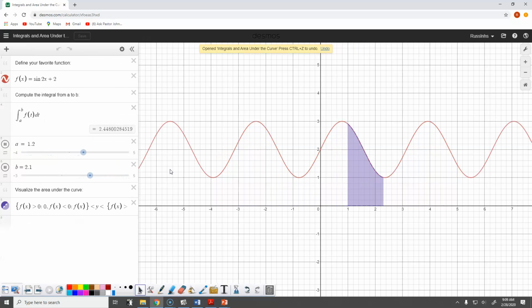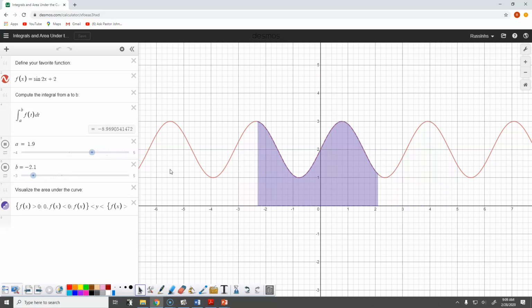So look at what we have here, guys. I've got a function. The function is the red line. It's sine of 2x plus 2. But do you see the upper limit and the right-hand limit? They're changing at different rates, each moving at its own rate. But as those limits change, the area under the curve is changing. So the function's the red line. The integral represents area under the curve.